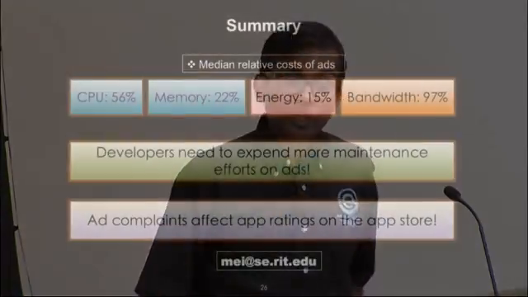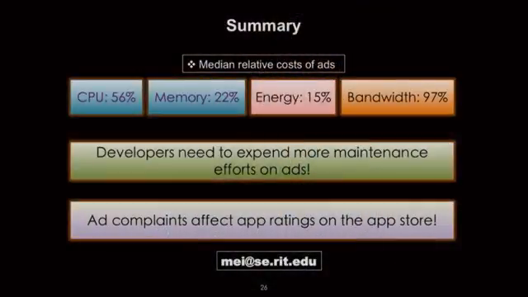So to summarize, we had three different kinds of costs: performance, energy, and bandwidth, and we quantified how much there is. We also found that there's considerable maintenance effort because of advertisements, and that the ratings are also affected because of the advertisements. So what now?